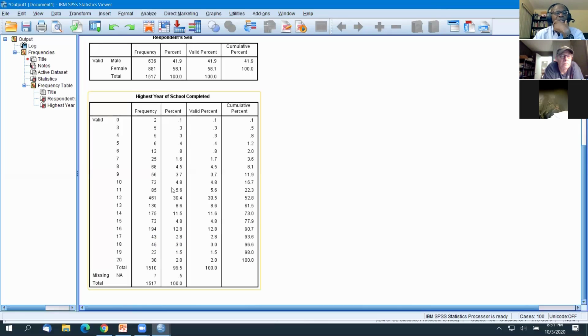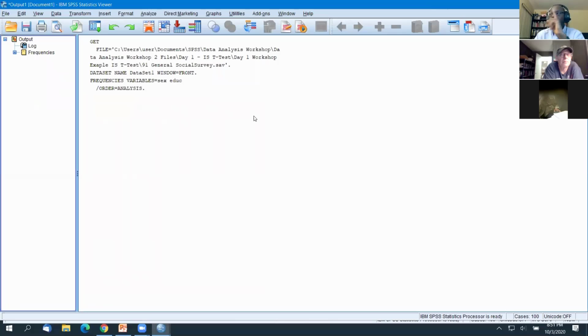Okay, so this just gives us a frequency distribution, and it lets us know if there are any errors, right? So for example, if we would have seen one of these that said 100, then we would know that that's a problem because there's no way someone could complete 100 years of formal education, okay? All right, so then we're good here. So we're just gonna minimize this.